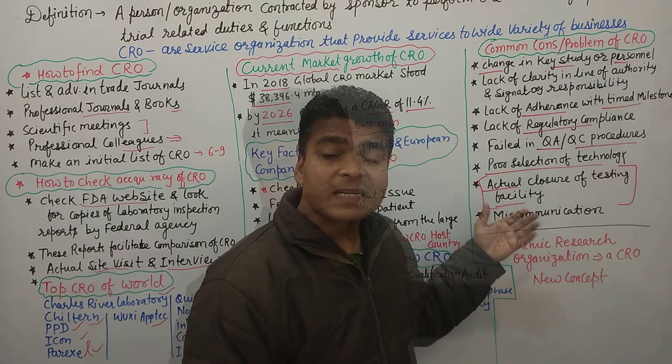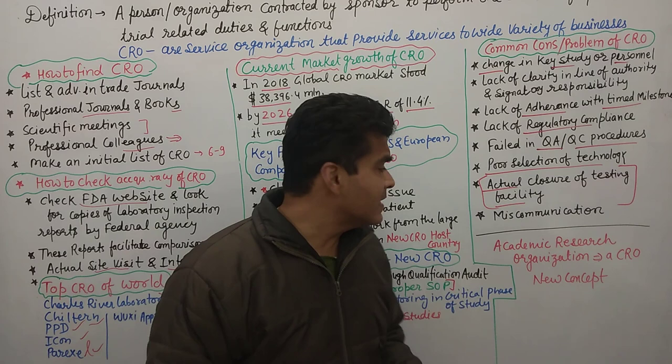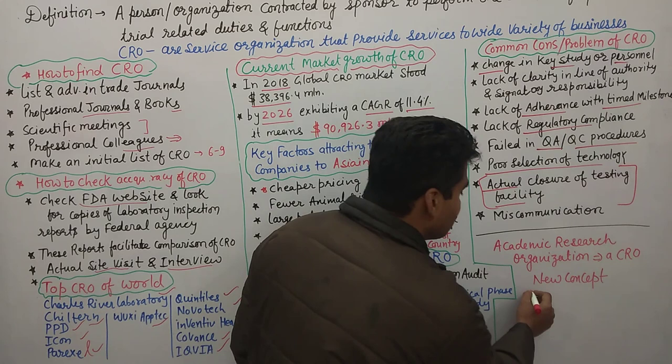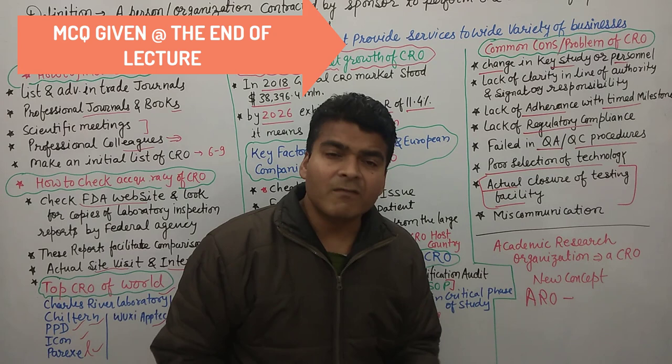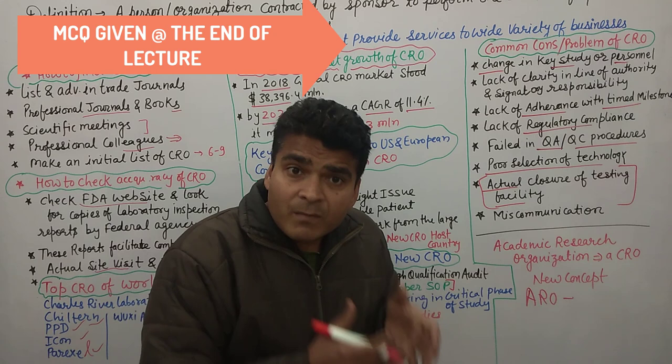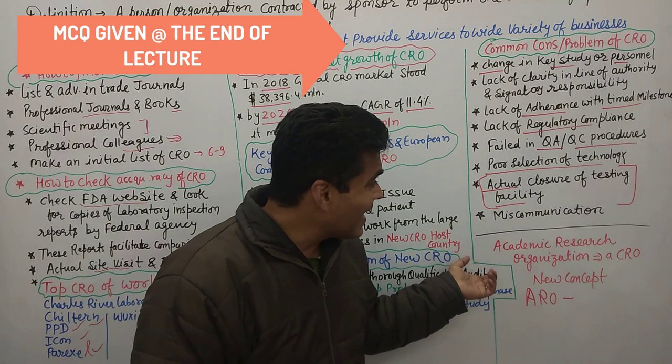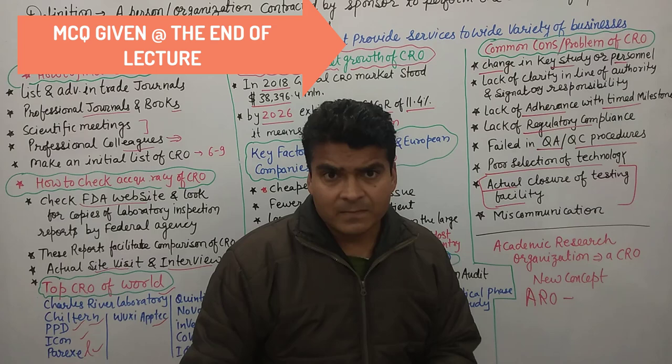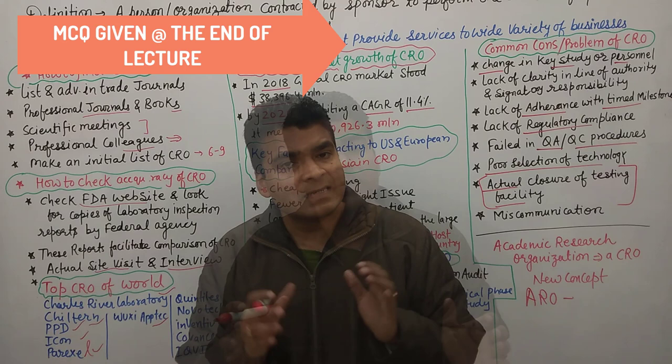But nowadays one more concept is increasing day by day, and this is the academic research organization. Basically this is known as ARO, academic research organization as a CRO. So nowadays some well established universities, some American, some European, as well as some Asian universities, are receiving work from some companies. So academic research organizations are also working as CROs, and they are nowadays working in a much better manner. Clear, everyone?